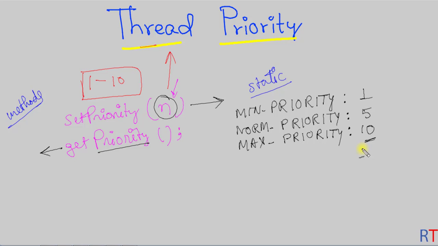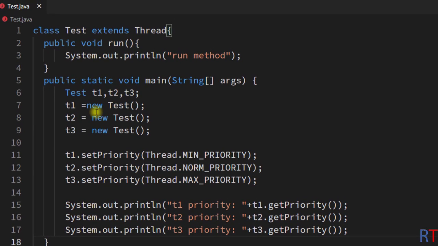So in this example program we have one class Test which is extending the Thread class. Then we have created objects of the Test class, T1, T2 and T3, and then we have set the priority of T1, T2 and T3 to the minimum priority, normal priority and maximum priority, and then we have printed their priority onto the console using the getPriority method.